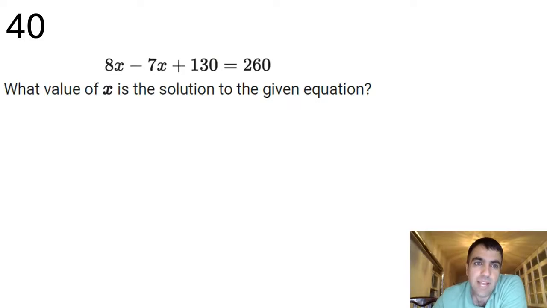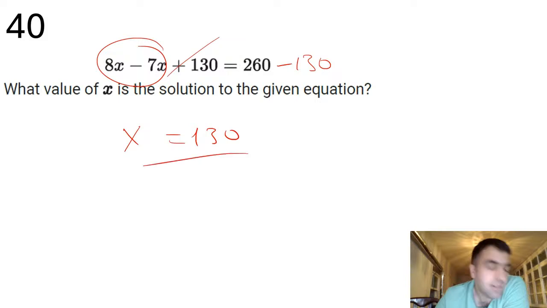What value of x is the solution to the given equation? This is x, 1x is equal to, we should subtract 130. The answer is 130.